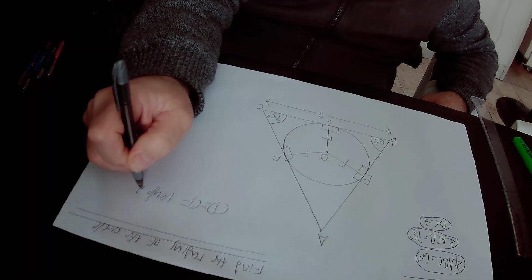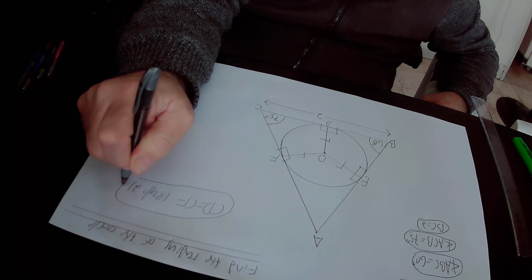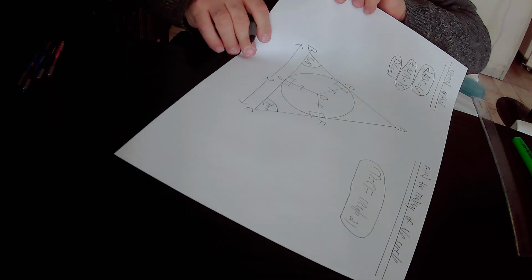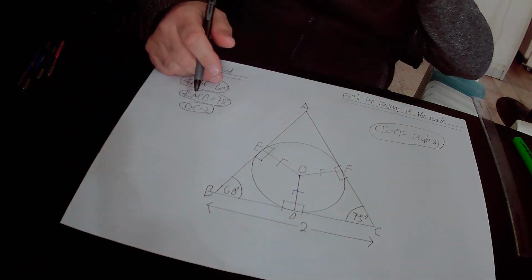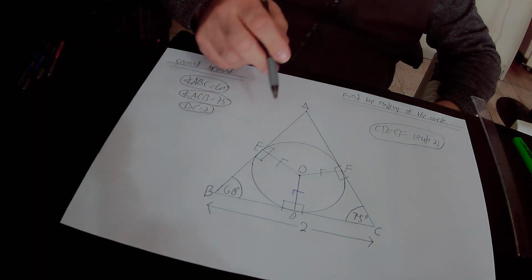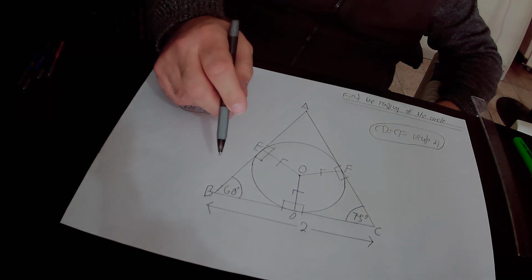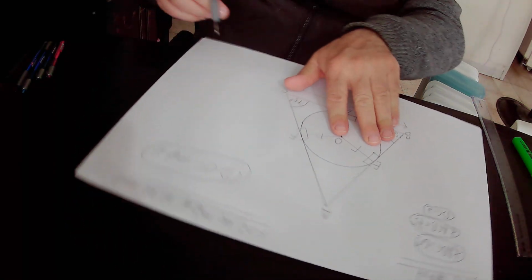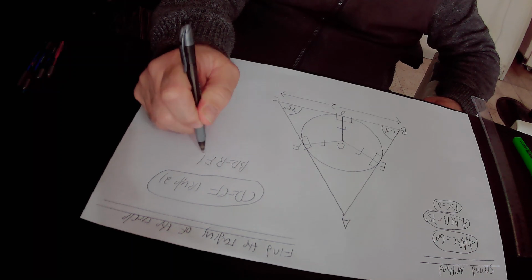According to rule number 2, CD equals CF. Likewise, if we focus on the common external point B, we have two tangents to this circle, tangent BD and tangent BE. According to rule number 2, they are equal to each other. That is to say, BD equals BE.